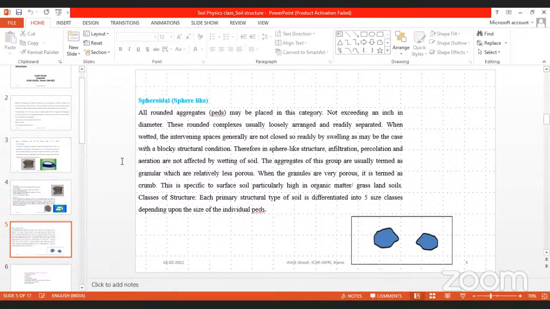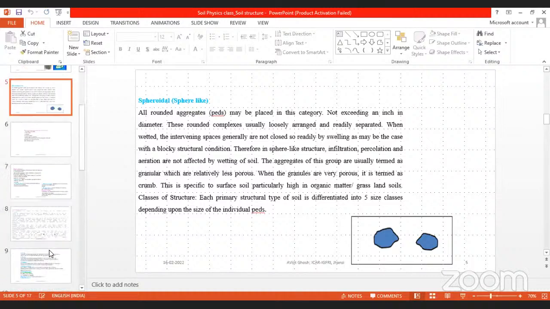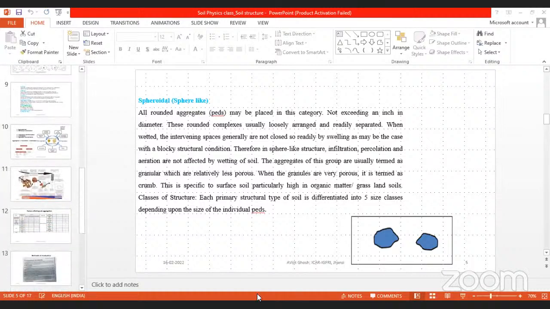For NET and ARS, in aggregate formation, there are three theories which are often asked: microaggregate theory, aggregate hierarchy model theory, and particulate organic matter nucleus model theory. You can note these down. Sir, please repeat the theories. Microaggregate theory. I can show you in details also, if you wish.